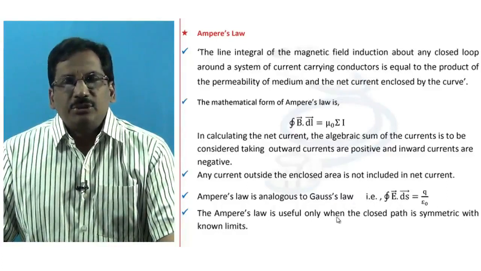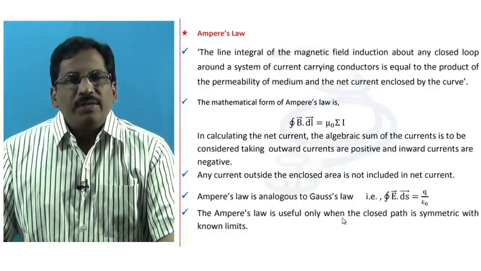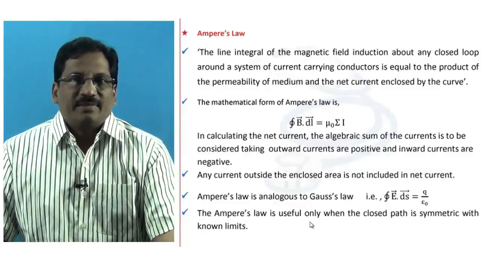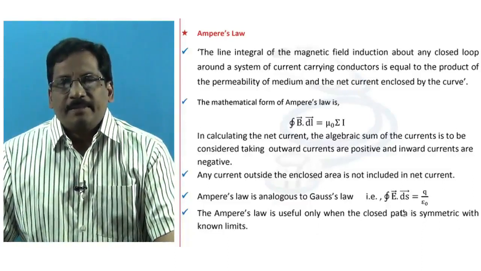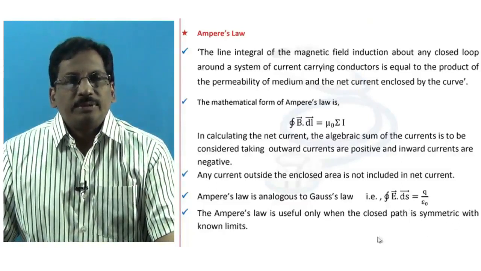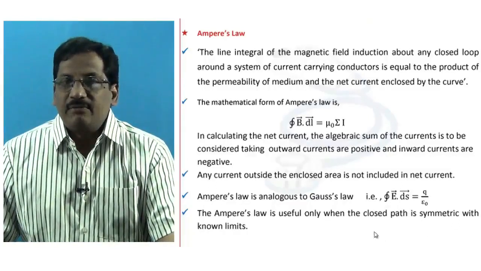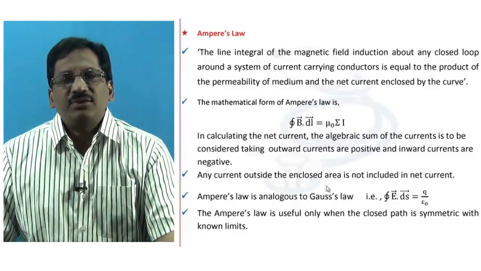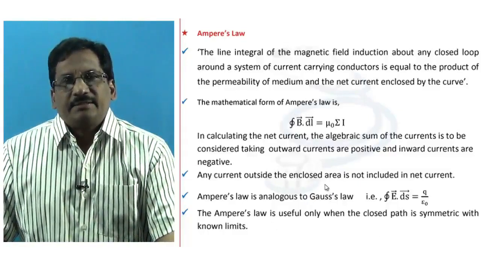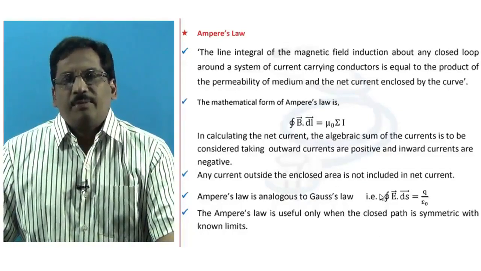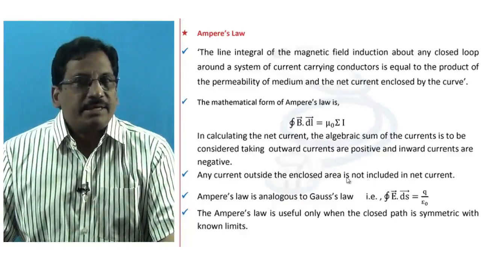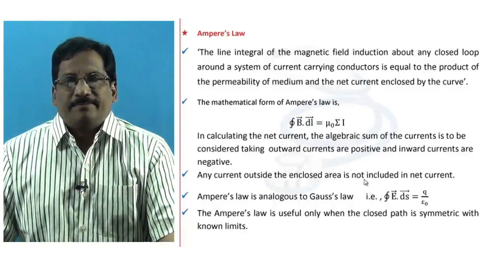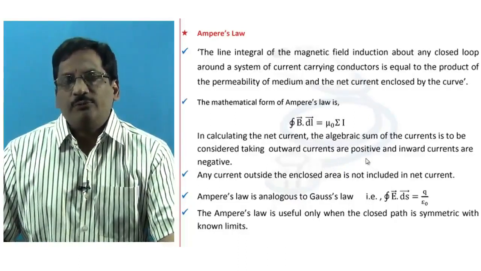Ampere's law is useful only when the closed path is symmetric with known limits. In Gauss law also we have studied that the closed loop is to be selected in such a way that it is symmetric with known limits. Here also we have to apply limits. That's why for linear conductors, the closed loop will be a concentric circle where the limits can be known, 0 to 2 pi r, where r is the radius of that circular loop we choose.